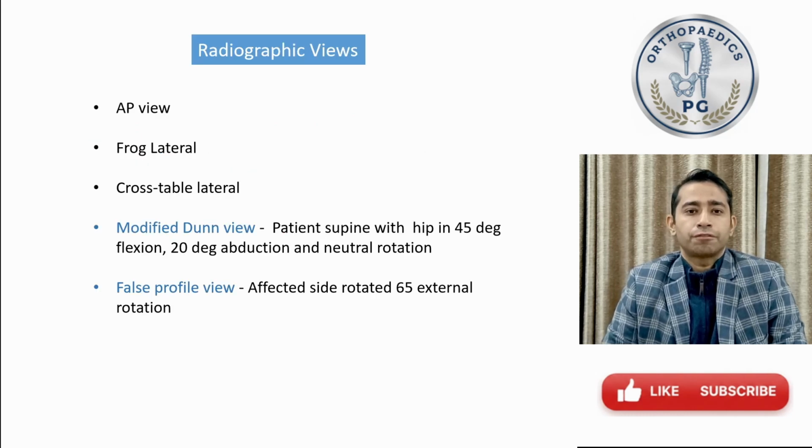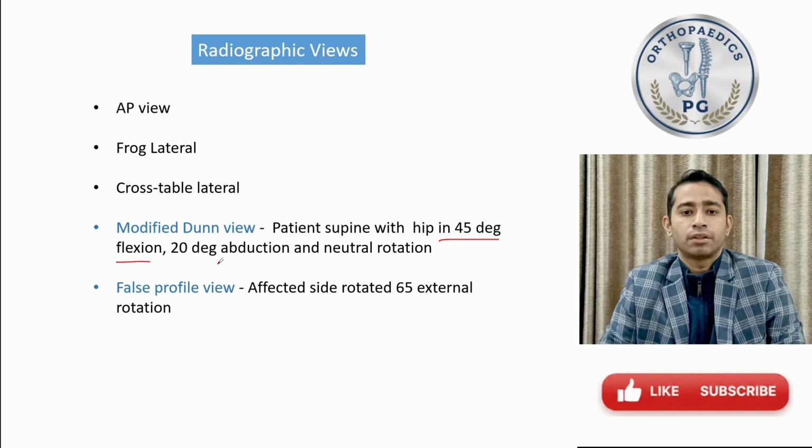So the radiographic views done for these patients are the anteroposterior view, the frog lateral and the cross table lateral views, and the modified Dunn view, which is done with the patient supine with the hip in 45 degrees of flexion, 20 degrees of abduction and neutral rotation. Sometimes a false profile view is done with the affected side rotated 65 degrees in external rotation.